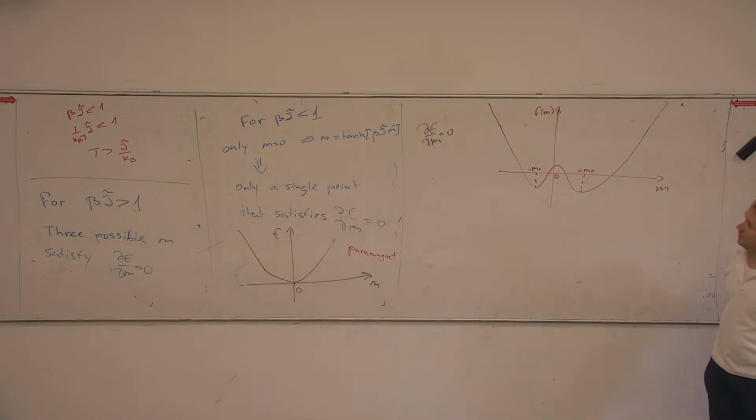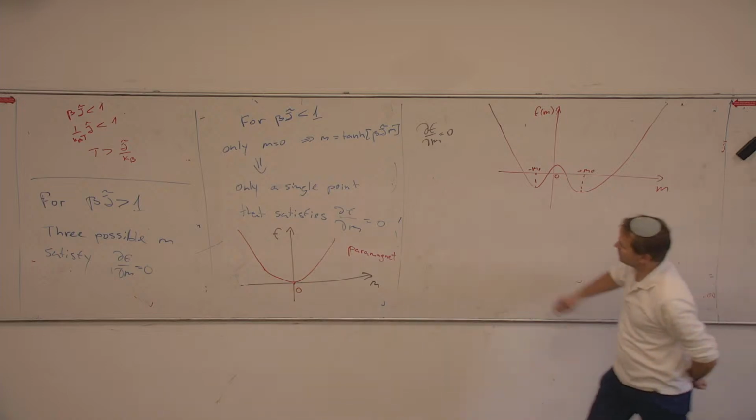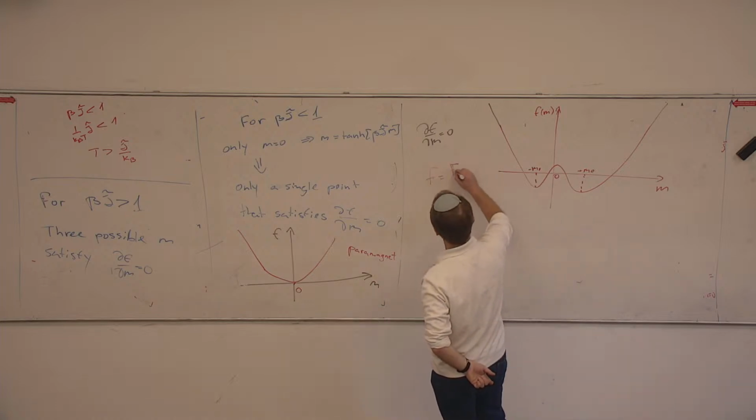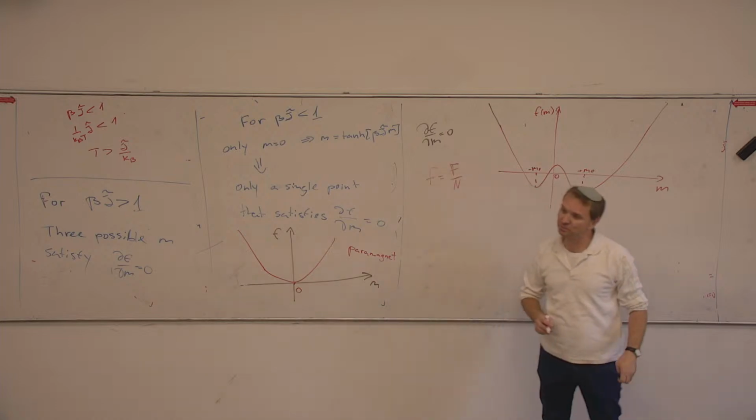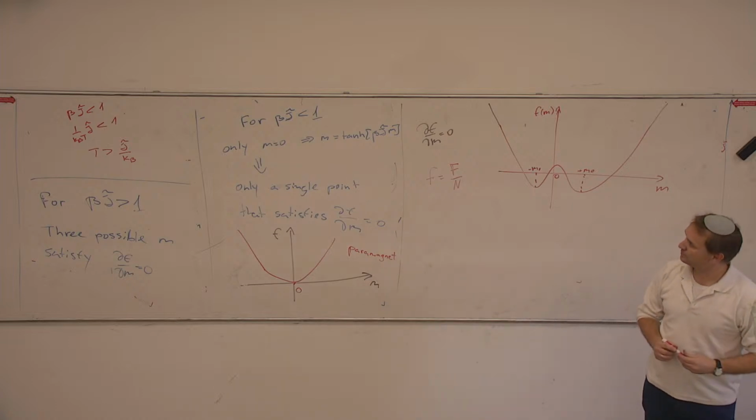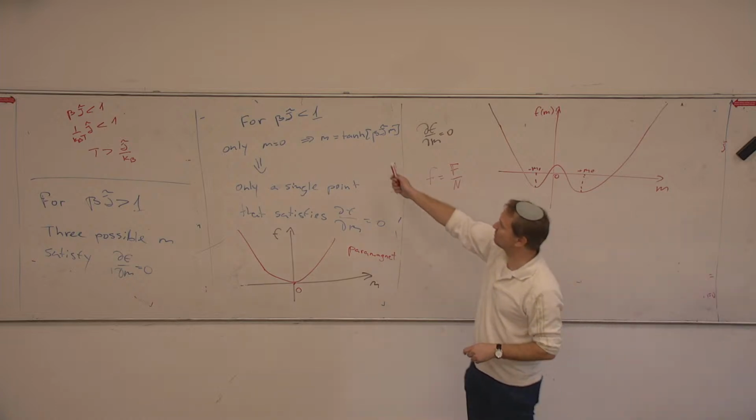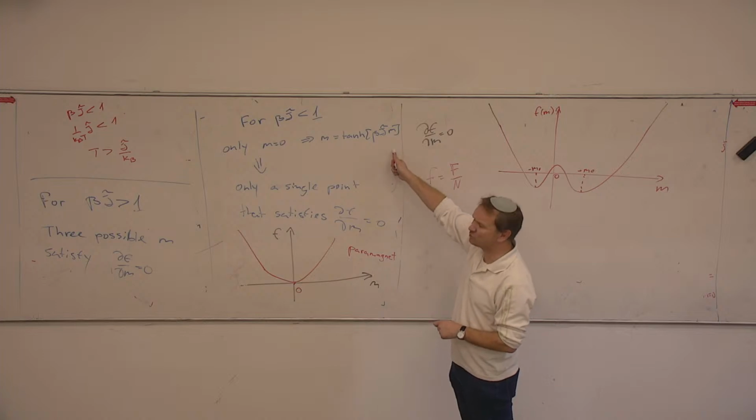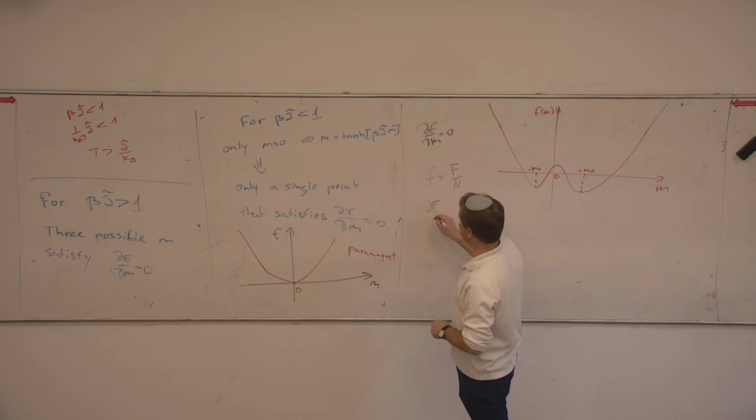Yes. f is your free function. You remember? f is the free energy divided by n, the free energy per particle. The hyperbolic tangents we obtain from the equation df, small f, divided by dm equals 0.